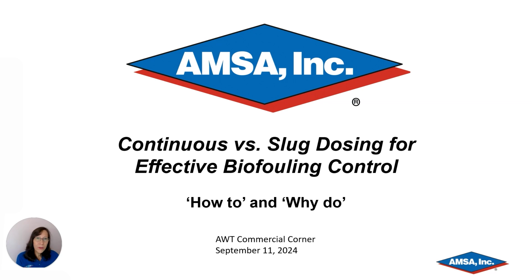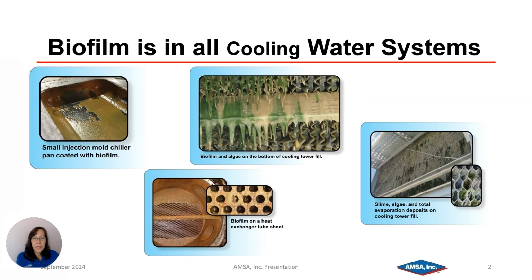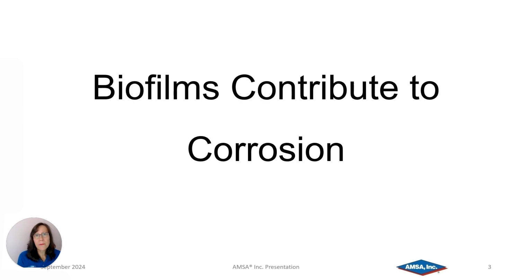I'll talk about how to use the chemistry to achieve different outcomes in both performance and economics. This is a picture of fouled systems that have been cleaned by AMSA BC chemistry over the years. However, you don't have to have this level of fouling in a cooling water system to have negative impacts on that system. Let's talk about some of the different ways that biofilm contributes to negative impacts in cooling water systems.